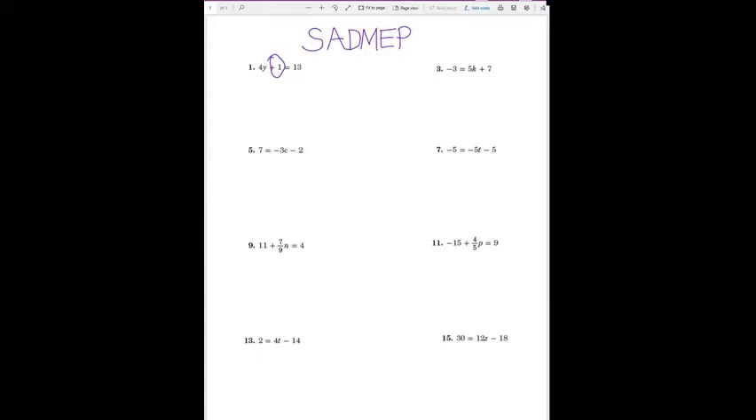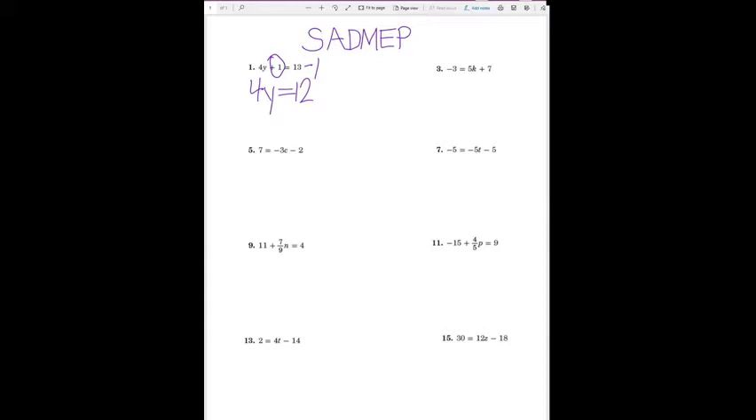When we move the plus 1 to the other side, we're going to change it to the inverse or the opposite. The opposite of plus 1 is minus 1. Let's subtract that. 13 minus 1 equals 12. Write the 12 underneath. Bring down your 4y and your equal sign. The next letter in SADMEP is D. D stands for divide.